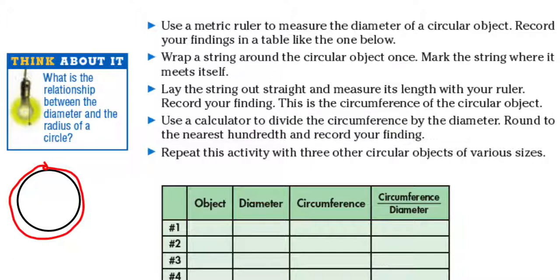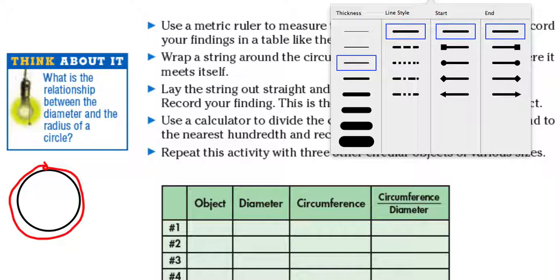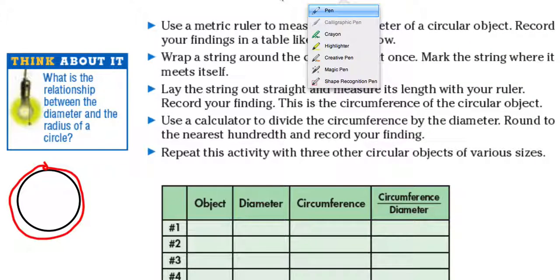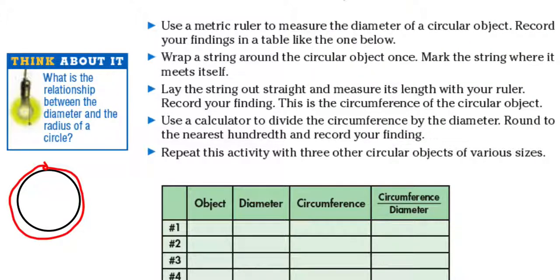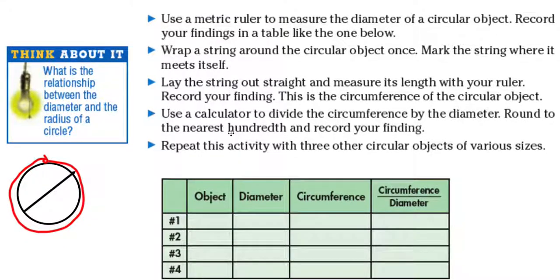After that, you find the diameter. You get the diameter, approximate where the center is, and then simply find the length of the diameter. That'll be your diameter. Then again, measure it with a ruler. And then use a calculator. This one you are allowed to use a calculator. Use a calculator to divide the circumference by the diameter.